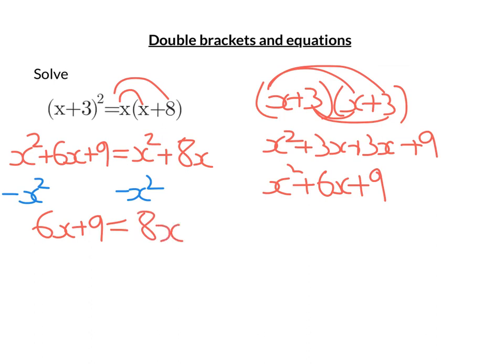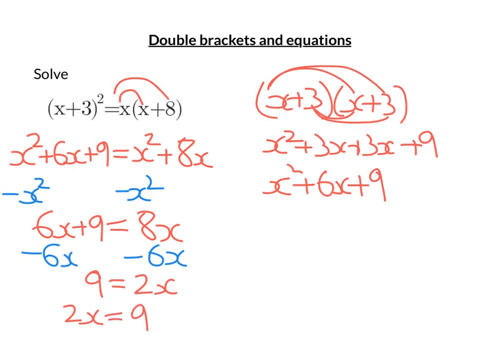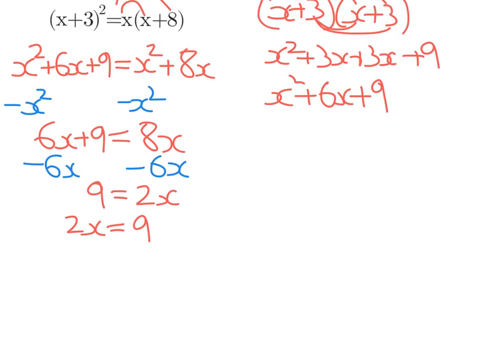So now I'm going to get my letter terms on one side and on the side opposite the number term. So I'm going to get 9 is equal to 2x, which I could just write as 2x equals 9. Now I have number terms on one side, letter terms on the other. I can divide by the number in front of the letter, which in this case is 2, which leaves me with the answer x equals 4.5.